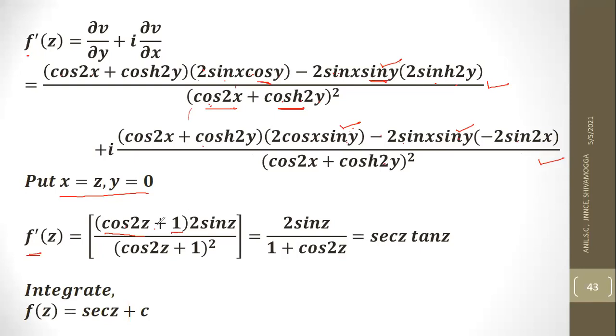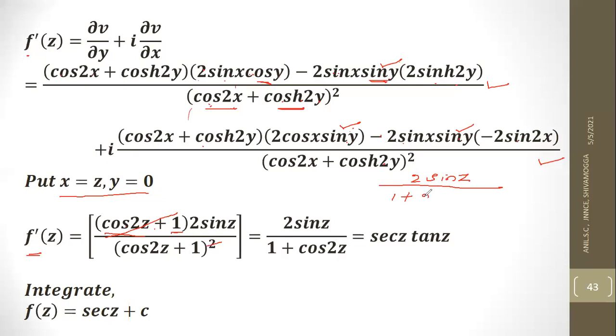We get cos 2z plus 1 into 2 sin z divided by cos 2z plus 1 whole square. Now cancel this cos 2z plus 1 with one cos 2z plus 1 here. We get 2 sin z divided by 1 plus cos 2z.